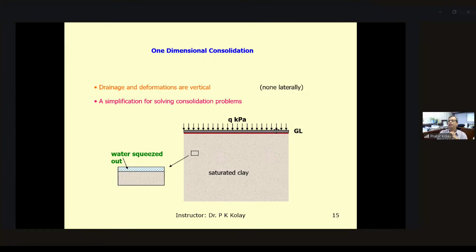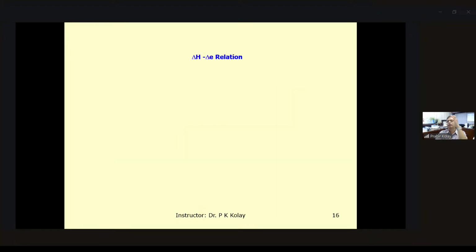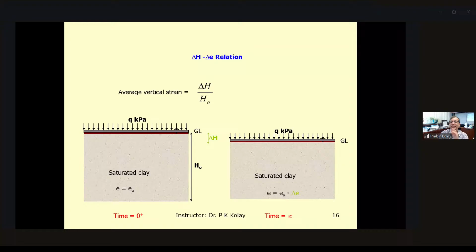And then in real life, you don't know what type of soil is there. So if there is a clay layer and there is a sand layer, at the bottom there is gravel or impermeable rock, water can go only in the vertical direction. So this is one-way drainage. If there is a clay layer and there are permeable sand or gravel layers at the bottom and top, then when you apply load, the water can go in both directions. So basically, you can easily calculate the one-way or two-way drainage.